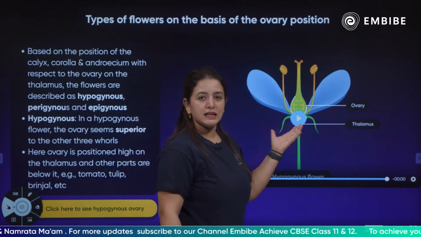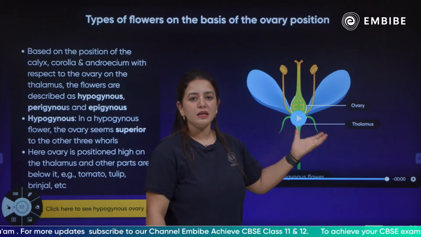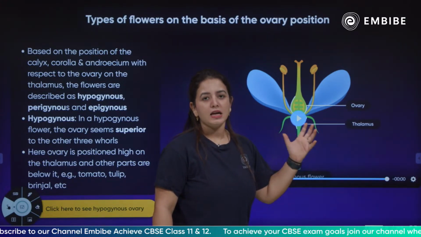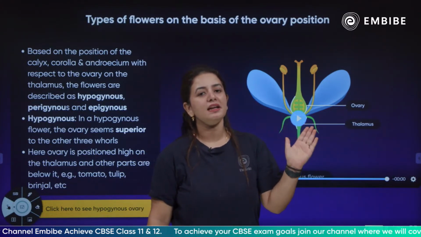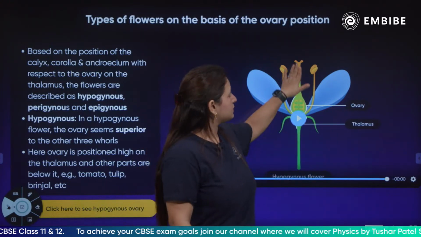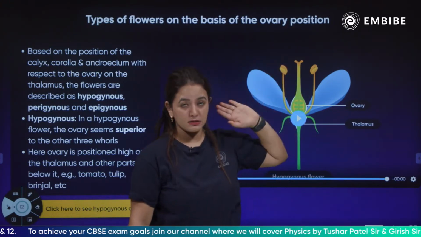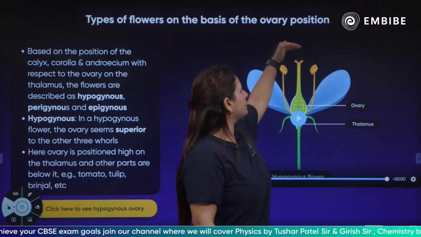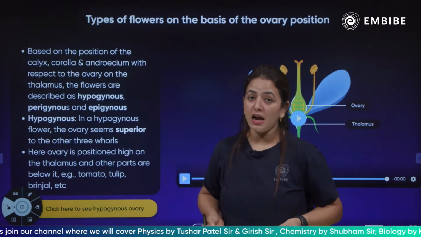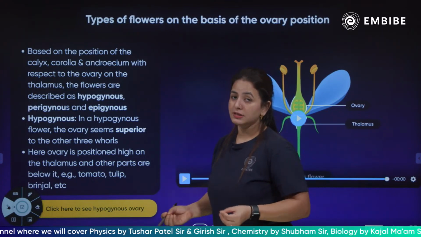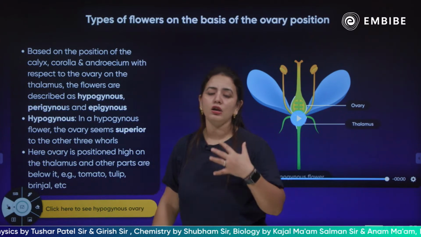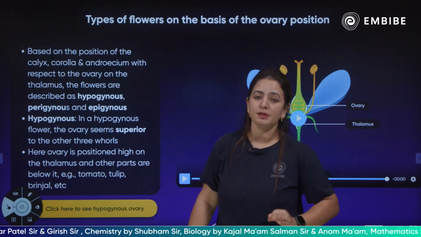So this is the clear depiction of the superior ovary or hypogynous flowers, in which the ovary is at the superior level while the other parts of the whorls are at the lower level. You can move it further up, it's okay, but it is still on a higher side than the other parts. Such hypogynous flowers are possessed by tomato, tulip, brinjal, etc. Please always remember the examples.